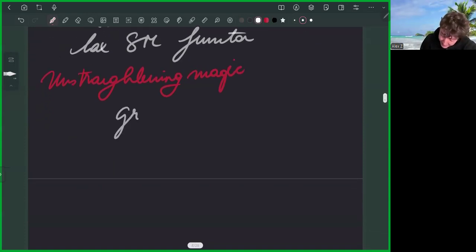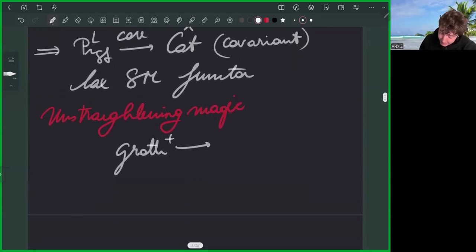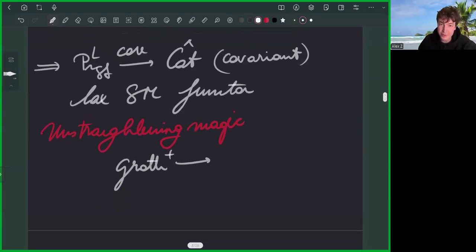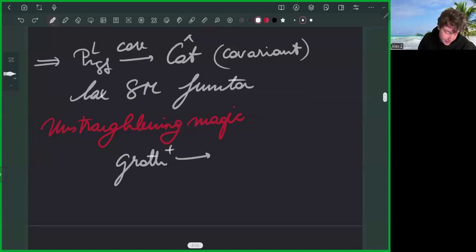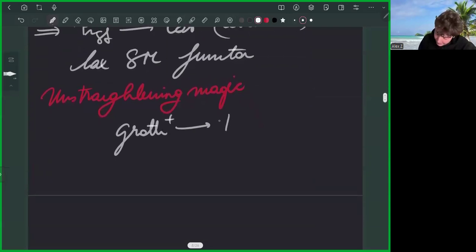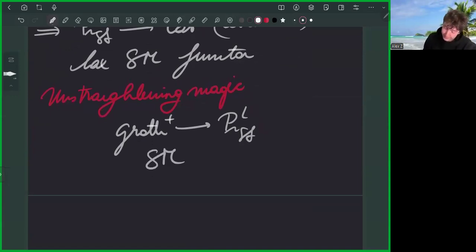But unstraightening magic yields that, so if you unstraighten this functor now, you also straighten along with it this Lax symmetric monoidal functor. So you unstraighten it as a Lax symmetric monoidal functor. I will get to what this means in a second, but the claim is that I can use some sort of unstraightening magic to turn this Lax symmetric monoidal functor core into a functor that is symmetric monoidal here.